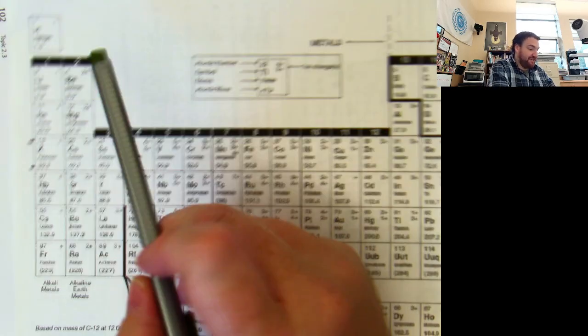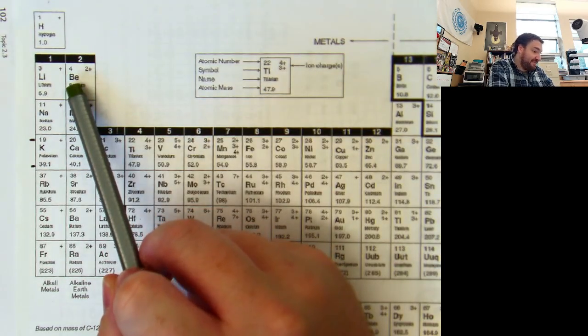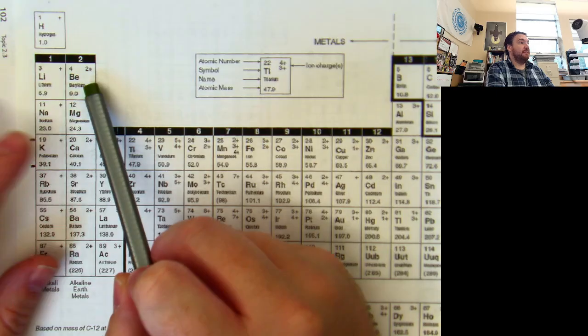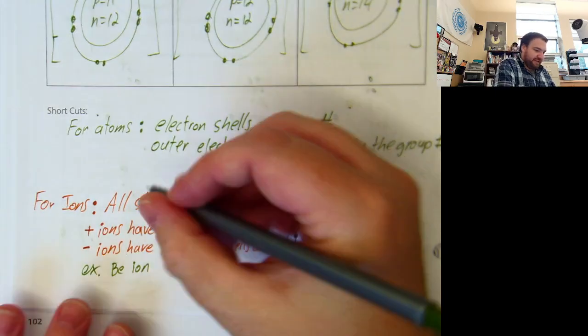What kind of ion does it form? Positive. So it's going to lose one of those two. So how many shells should beryllium have? Only one shell. So a beryllium ion is going to look like this.